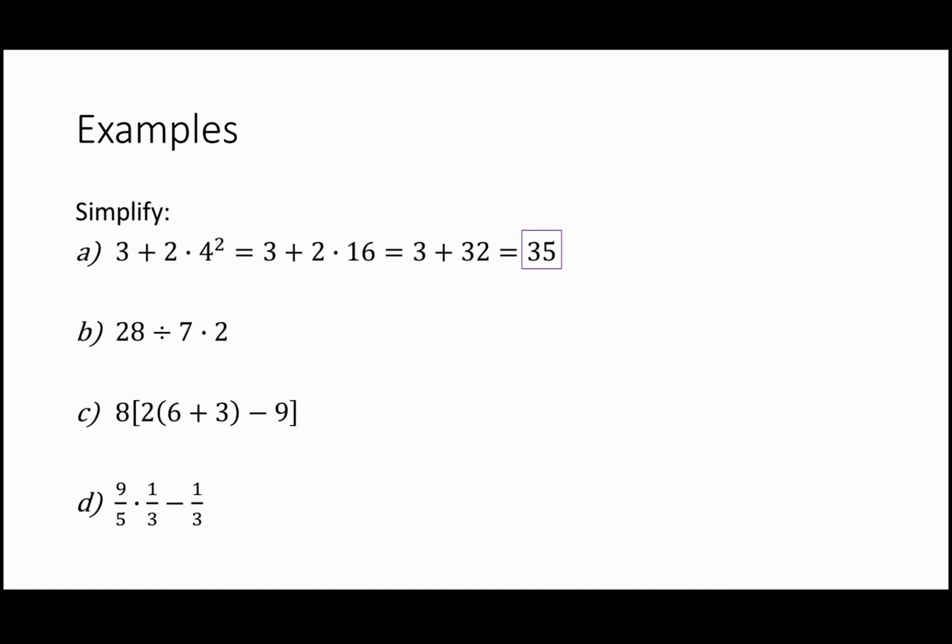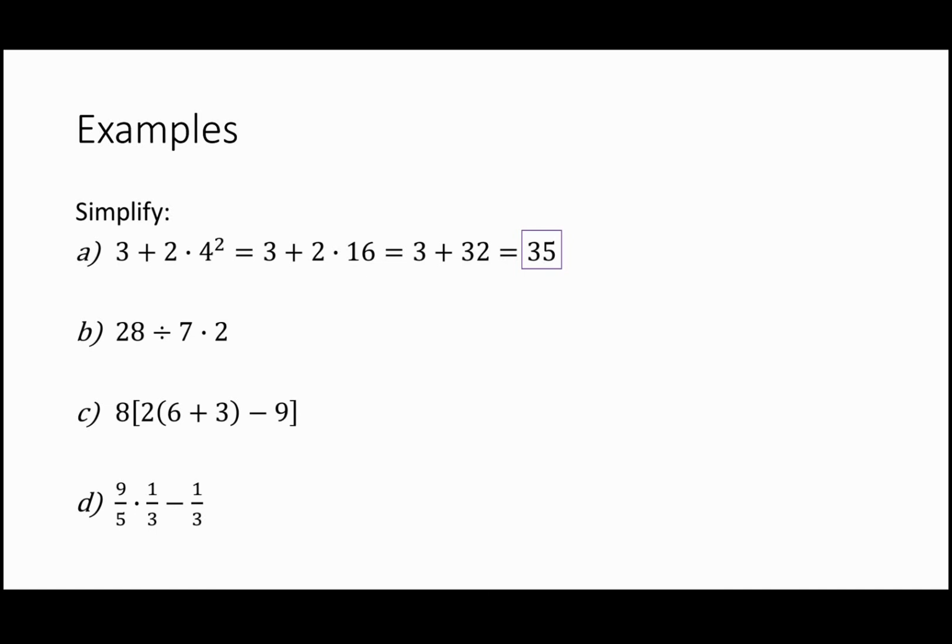Cool. Now for part B, notice that there's only two operations going on here. There's no grouping symbols, so skip G. There's no exponents, so skip E. But we want to address the multiplication and division that is happening here in the reverse order that I mentioned. So as you scan from left to right, notice the division is happening first.